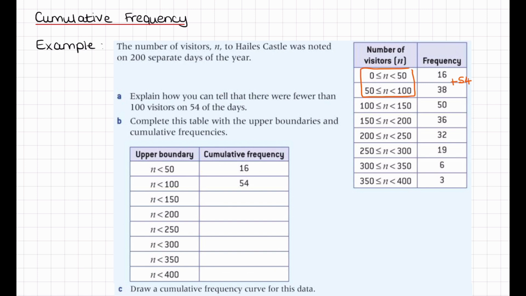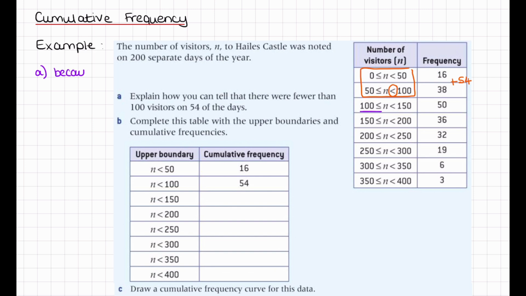Now it says how we can tell there were fewer than 100 visitors. The way we can tell there were fewer than 100 visitors is because the 100 is not included in this second grouped frequency here. The 100 is actually included in the third one, which means the 54 has to be less than 100 visitors. So we can put that into some sort of words. I'm just going to write it in here.